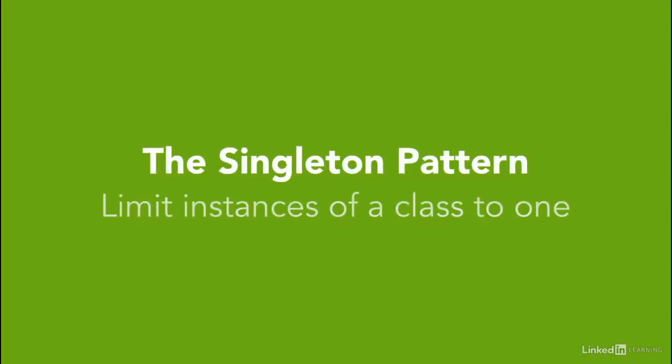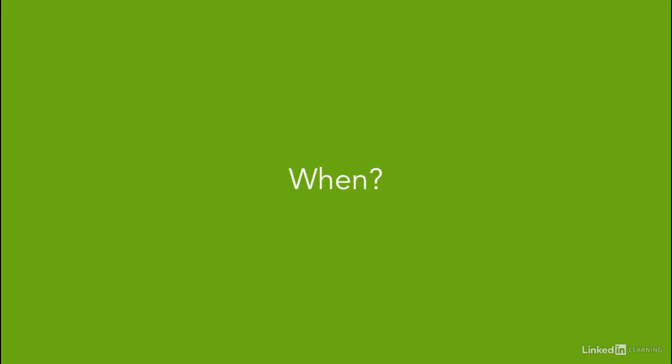The Singleton pattern should be used when you want to make sure that only one instance of a class can be created. There might be times when you want to make it impossible to create multiple instances of a class, while still making sure that there is a way to access that one instance. So in what situation would you need to do this?